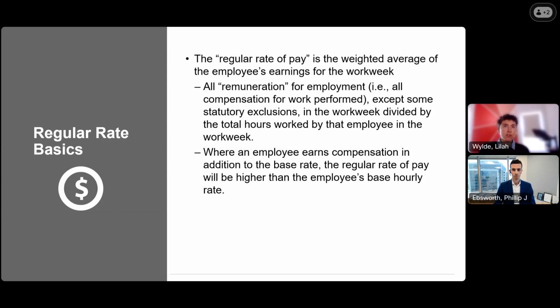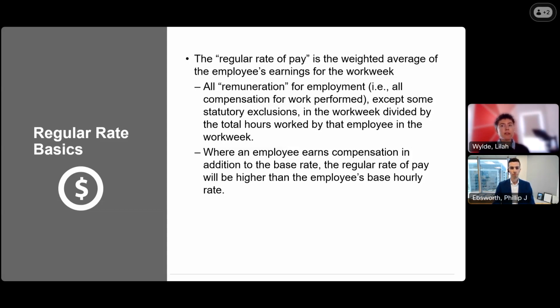There are some statutory exclusions to the type of remuneration that must be included, and we'll talk about those later on. So what this means is that where a non-exempt employee earns compensation in addition to their base rate, the regular rate of pay will be higher than the employee's base salary rate. And it's this higher rate that is the amount that's paid for overtime, double time, so that 0.5 or 1 premium, California paid sick leave, meal and rest period premiums, and also reporting time pay.